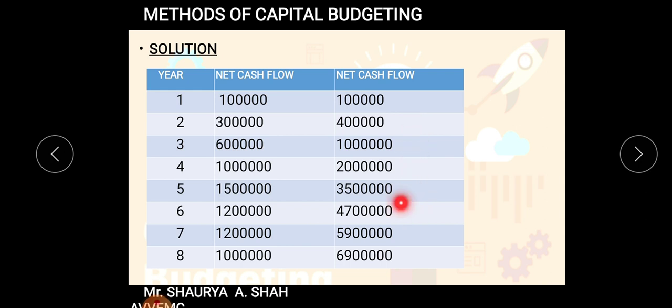In the sixth year you are getting 47 lakh, students, and in the seventh year you are getting 59 lakh. Now here you need to find out the fraction of the exact time period, in which year and which month you are getting the amount.